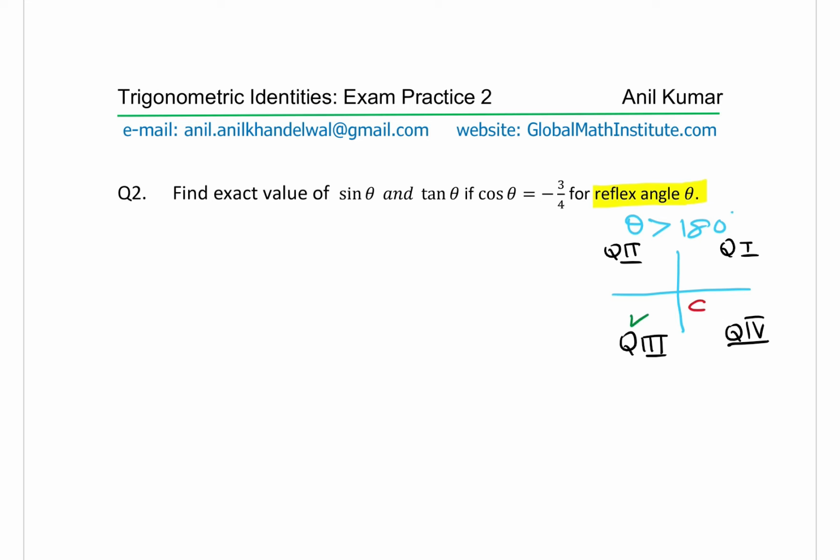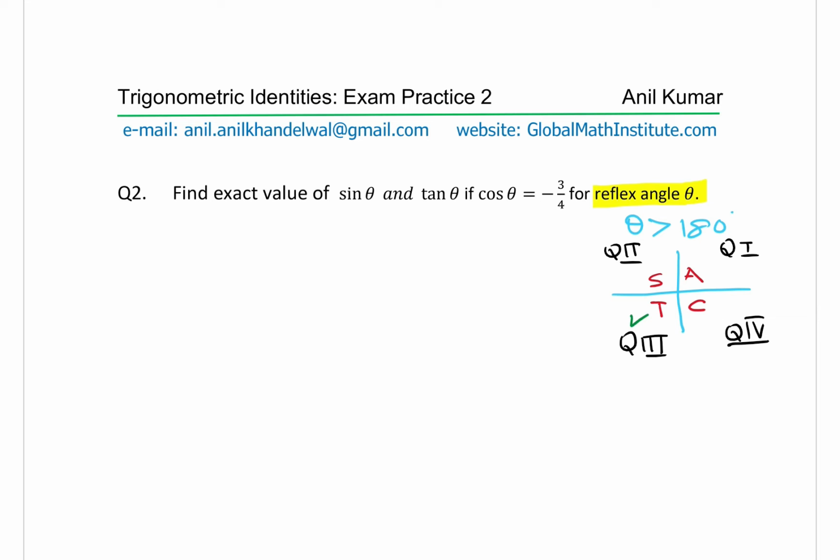C is in quadrant 4, right? You can apply the CAST rule. And you know that only tan is positive, sine and cosine are negative. So you are in third quadrant. So we have a negative value for sine, positive value for tan.